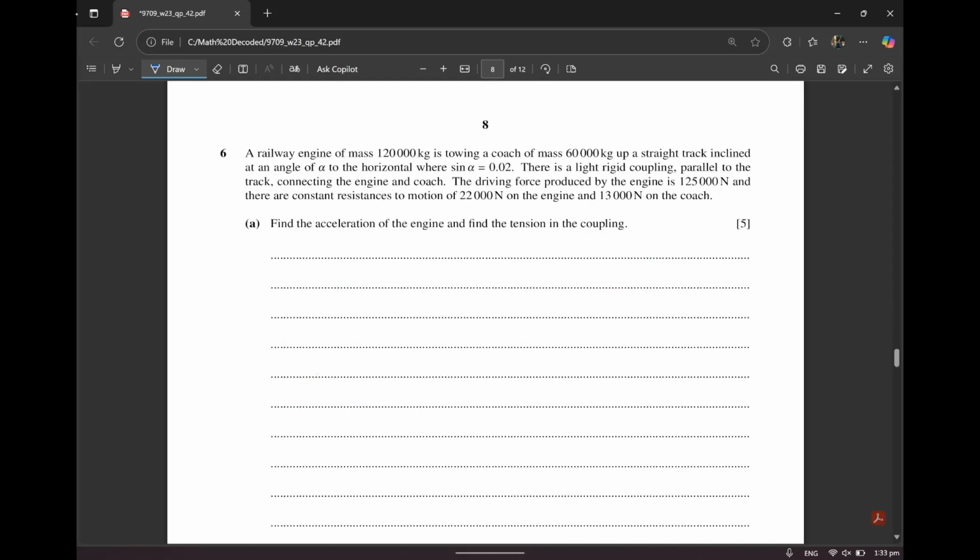Alright, moving on to question number 6. It says a railway engine of mass 120,000 kg is towing a coach of mass 60,000 kg up a straight track inclined at an angle alpha to the horizontal, where sine alpha is 0.02. Alright, first things first, draw a diagram. This is alpha. It says I'm moving up.